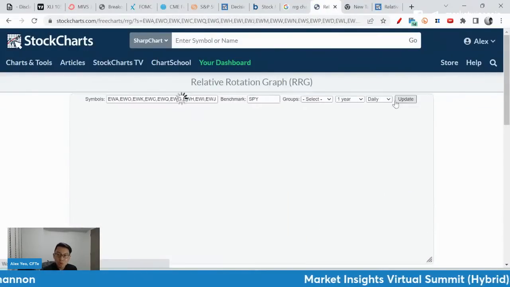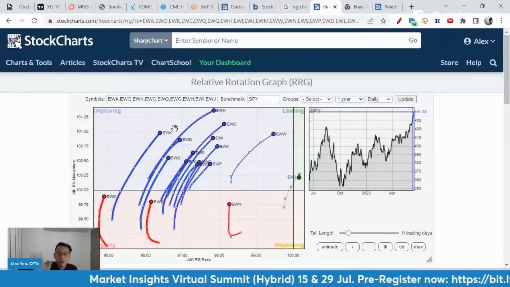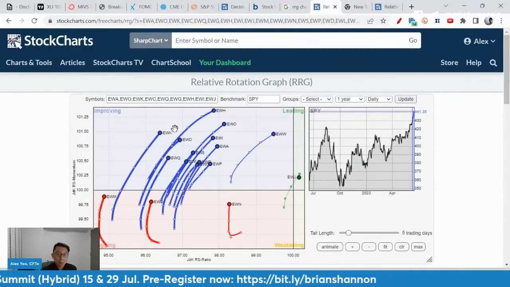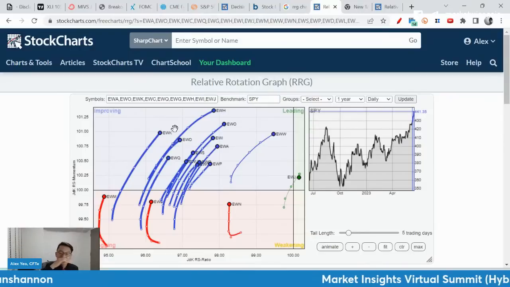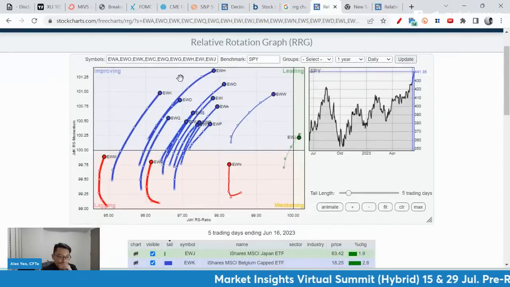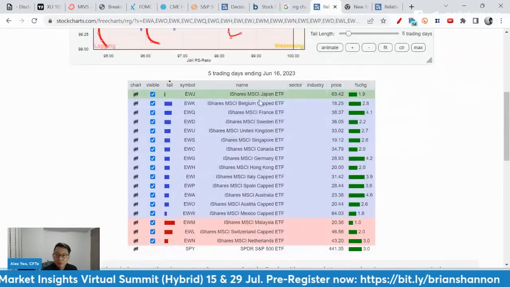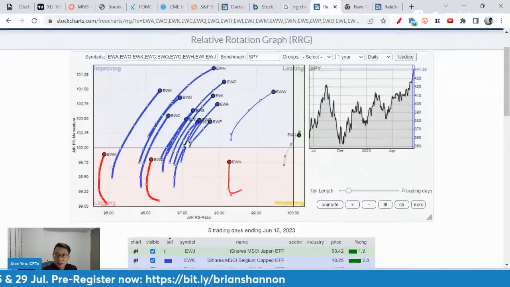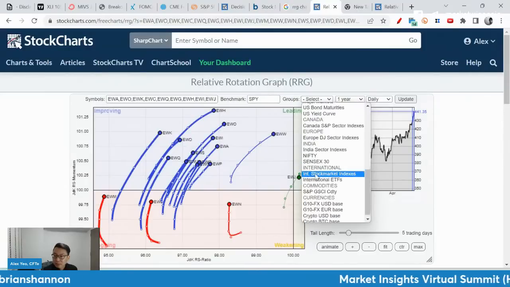So at one glance, you also know which countries are actually leading. I am sure right now, if you actually follow the market, you know that the Japan index is performing very well, right? It is going to hit the all-time high, I think from 20 years ago already. So you can see that Japan is leading. The rest improving are Belgium, France, and all this stuff. Malaysia, Netherlands, Switzerland are the lagging ones. So you can spot a lot of things over here.